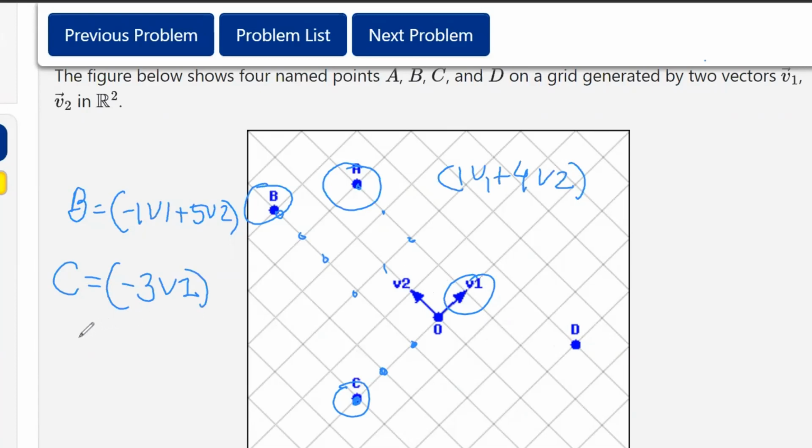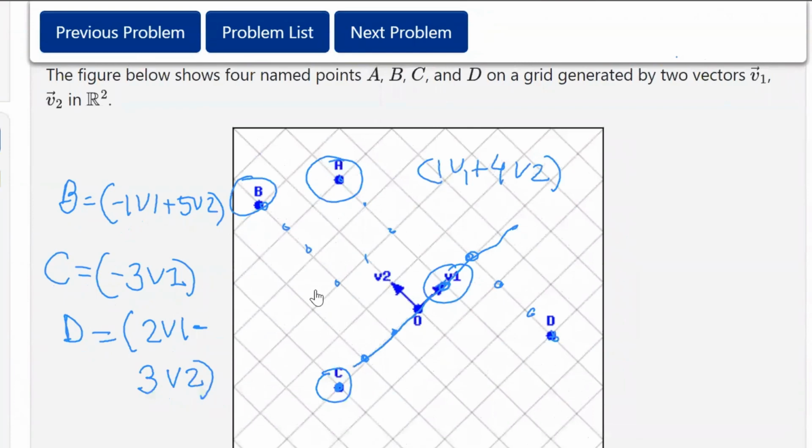What about D? For D, you can see the graph is going like this. So it's 1, 2, so 2 V1, and then 1, 2, 3. It's going downward on the y-axis, so it's -3 V2. So let's check our answers.